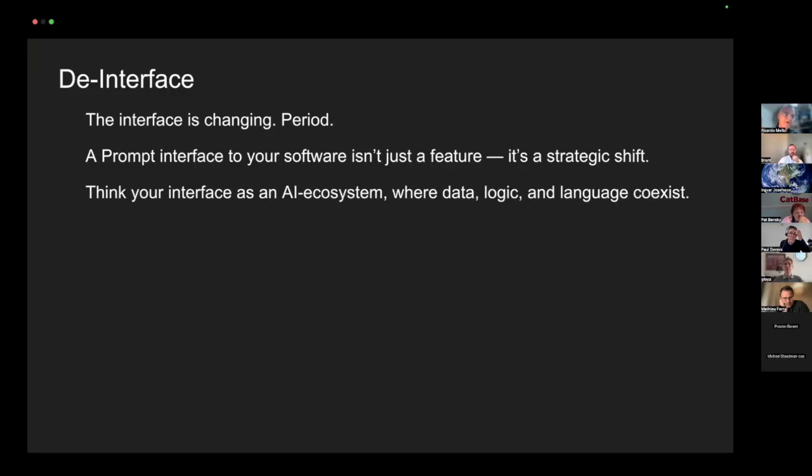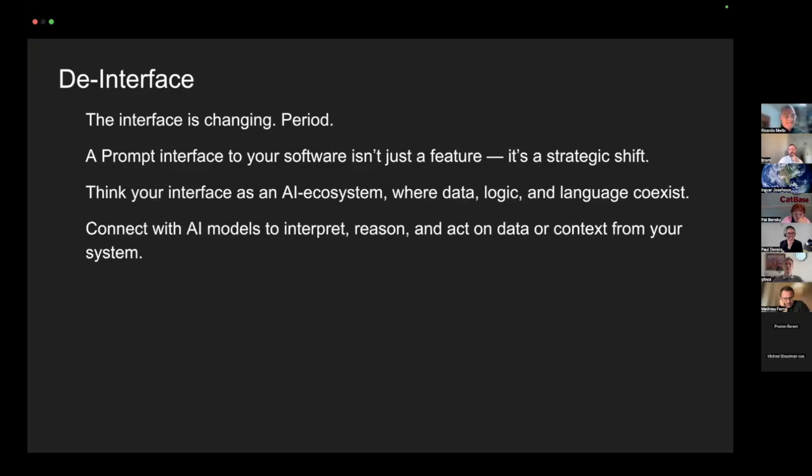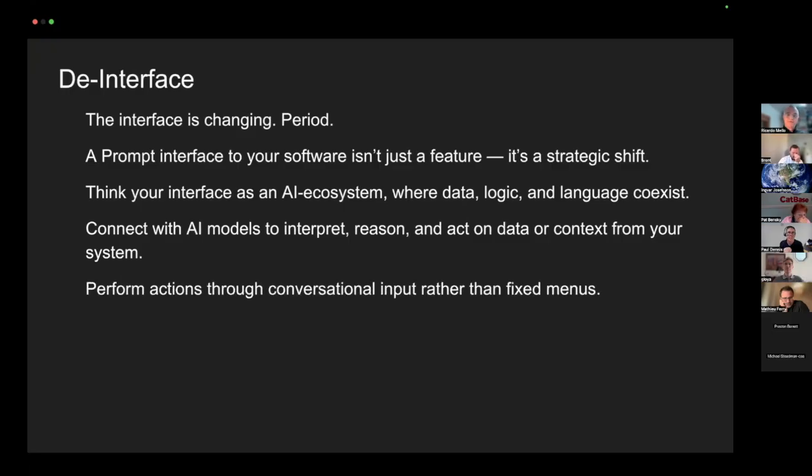You have to think of your interface as an AI ecosystem where data, logic, and language coexist. I'm pointing here because data and logic you have, but language needs to coexist. Connect with AI models to interpret, reason, and act on data or context from your system. That's pretty straightforward. Perform actions through conversational input rather than fixed menus.